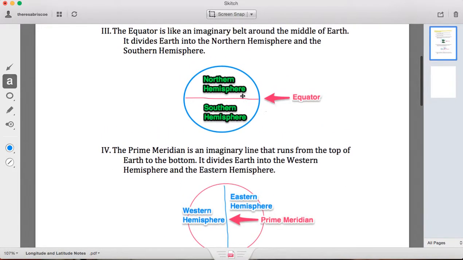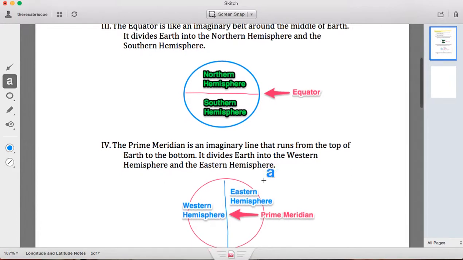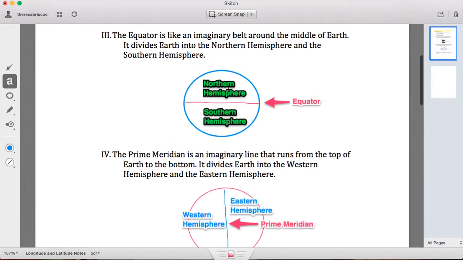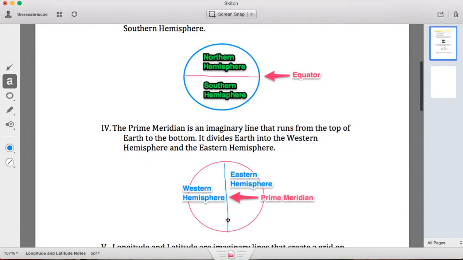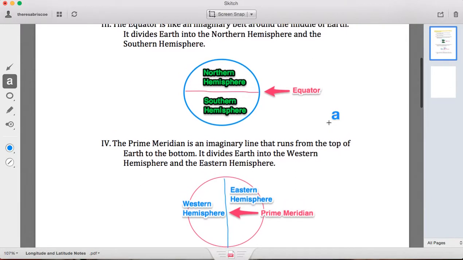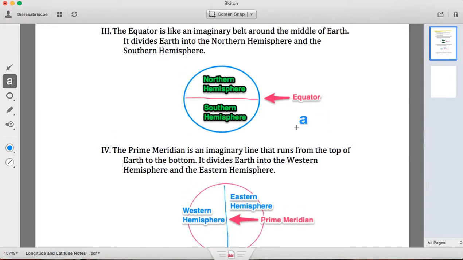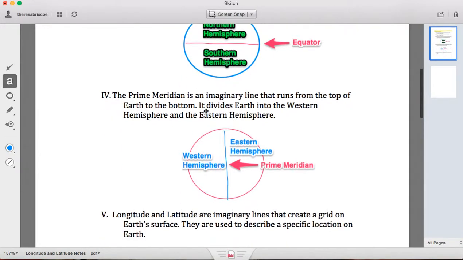So those are two of the main imaginary lines that Earth has. We have the equator, which is like a big belt around Earth, and we have the prime meridian, which goes from north to south. Now these are going to be really important imaginary lines for you to know, and to know what they separate Earth into. So you're going to know that the equator separates Earth into the northern and southern hemisphere, and that the prime meridian separates Earth into the western and eastern hemisphere.